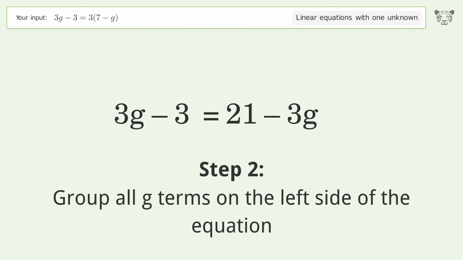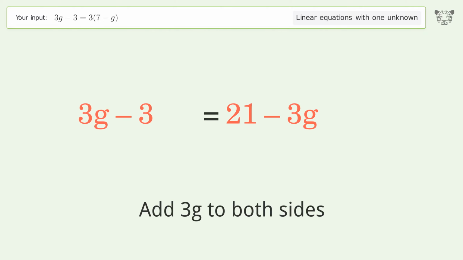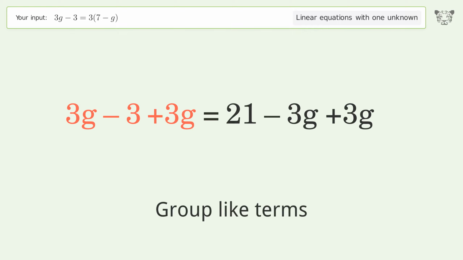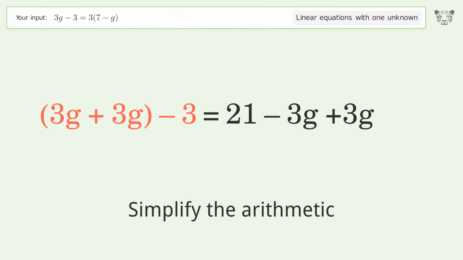Group all g terms on the left side of the equation. Add 3g to both sides. Group like terms. Simplify the arithmetic.